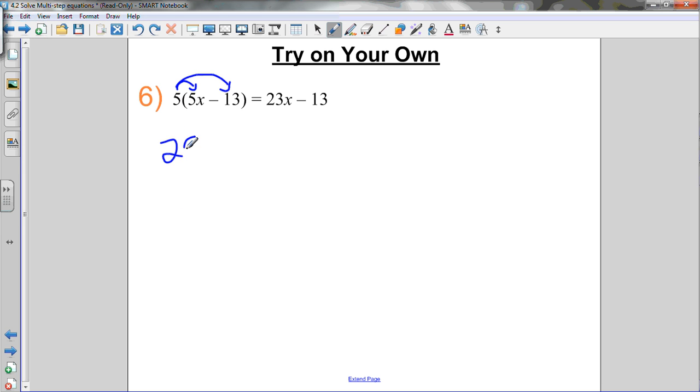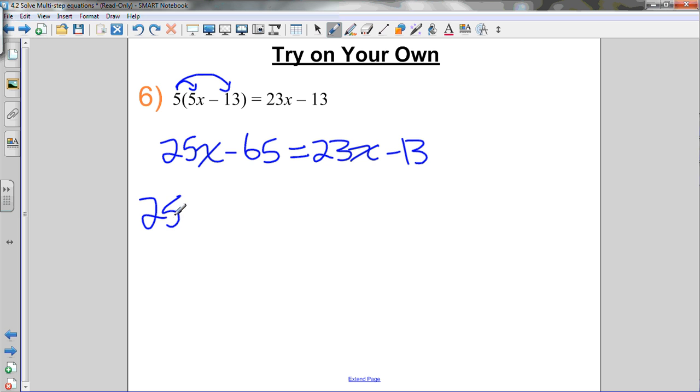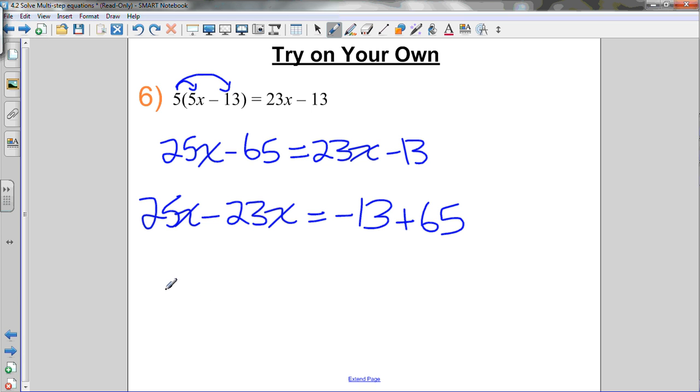So 5 times 5x is 25x. 5 times negative 13 gives me negative 65. And that equals 23x minus 13. Okay, bring all the terms that have a variable to one side of the equation and bring all the constant terms to the other side of the equation. So I'll bring this positive 23x to the left side and bring this negative 65 to the right side. So when I bring the positive 23x to the left, it's going to become negative 23x. And when I bring this negative 65 to the right, it's going to become plus 65. So 25x minus 23x, that'll give me 2x. And then I want to do negative 13 plus my 65, and that'll give me 52.